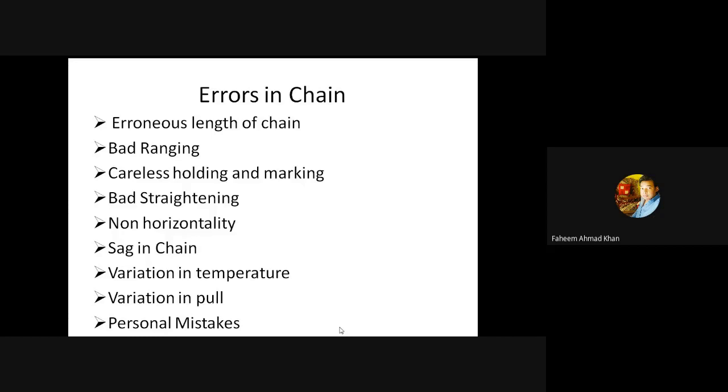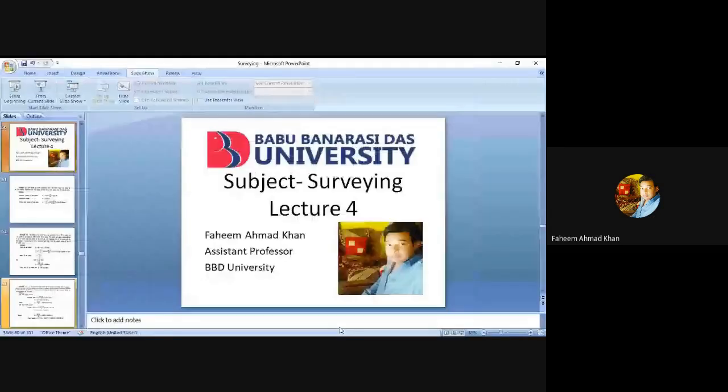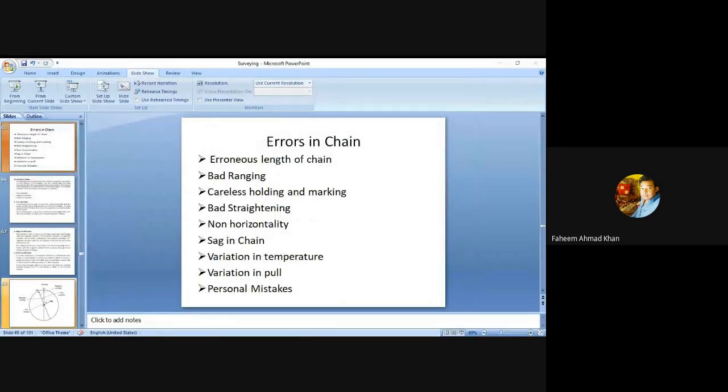And the last is erroneous booking. What is booking? Booking is writing down the readings in a book to maintain the record. The surveyor may enter 246 in place of 264. To avoid such possibility, the chainman should first speak out the reading loudly, and the surveyor should repeat the same while entering it in the field book, just to avoid the problem of these personal mistakes.